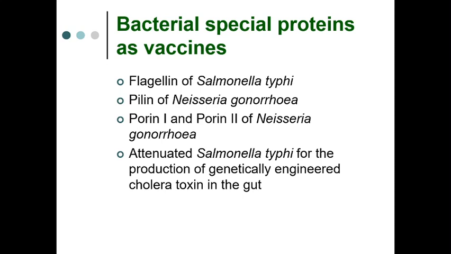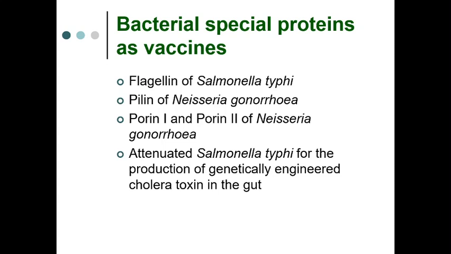Now, some special proteins of the bacteria, which I have already mentioned, like flagellin of Salmonella typhi, pilin, which is derived from the pili of Neisseria gonorrhoeae, and porin 1 and porin 2 of Neisseria gonorrhoeae. Porin 1 and porin 2 are adhesive proteins, and they are also good candidates for the production of vaccines, and they also come under the subunit vaccines.